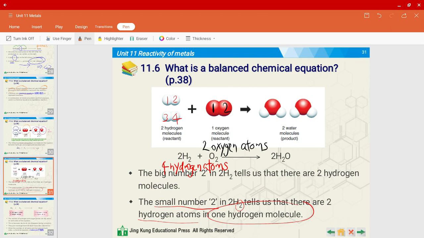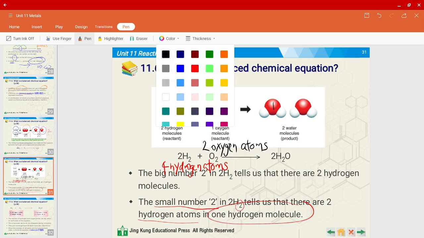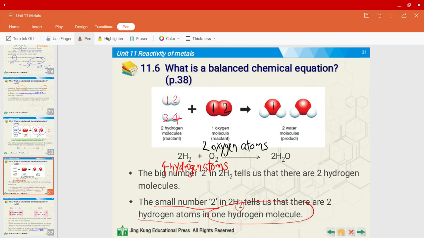Okay, now let's look at water molecules. So the red color denotes the oxygen atom. So there's 1 oxygen atom over here. And how many hydrogen atoms does 1 water molecule have? There's 1 and there's 2. Okay, so if I'm going to write it in the chemical formula way, because there are 2 hydrogen atoms over here, and there's 1 oxygen atom, hence the name is H2O.